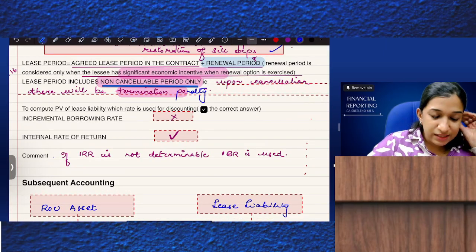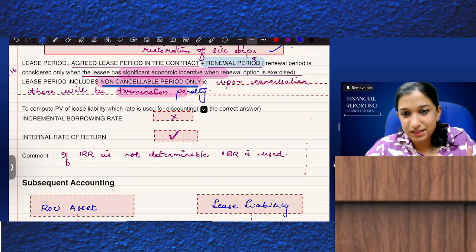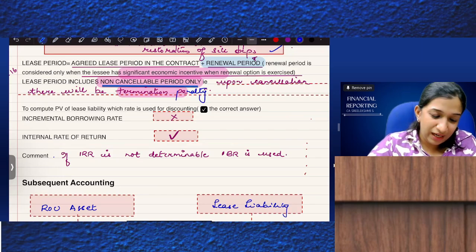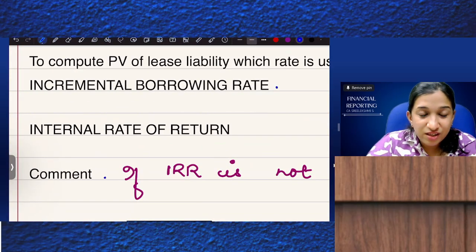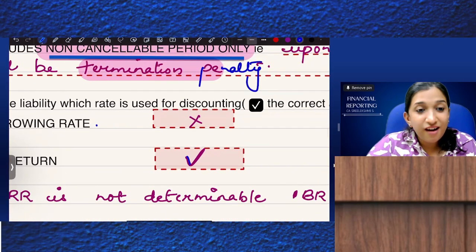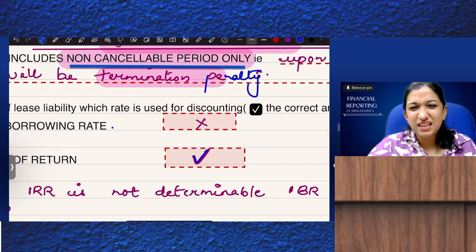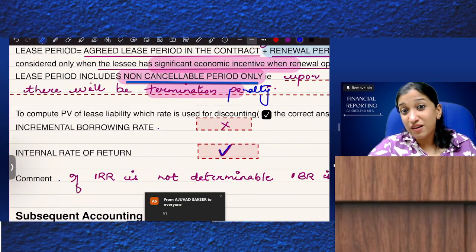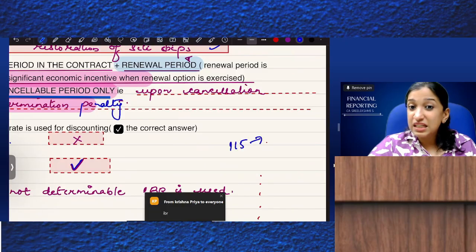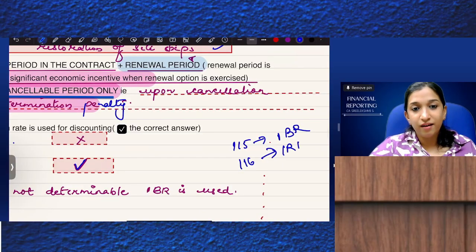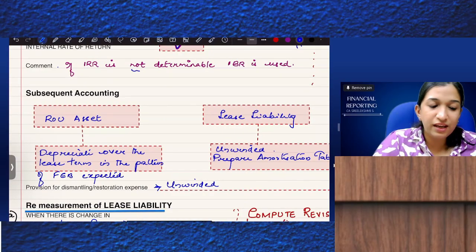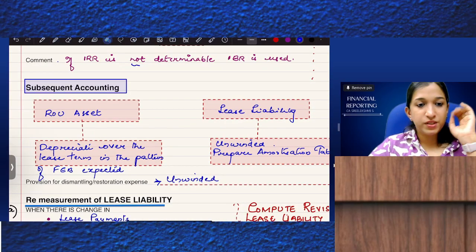Okay. Now for discounting, lease liability is discounted. Correct, the present value of lease payments. So will you take IBR or IRR? For lease calculations, we always use IRR. Ind AS 115 says I use IBR, where there is a significant financing component. But for lease liability discounting, we should use IRR. Now, if IRR is not available, then what is the subsequent accounting?